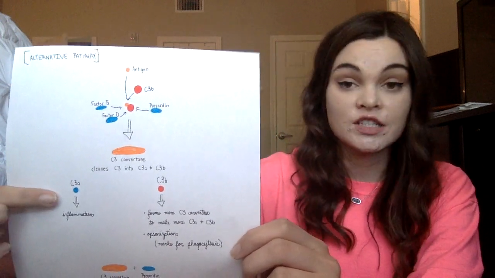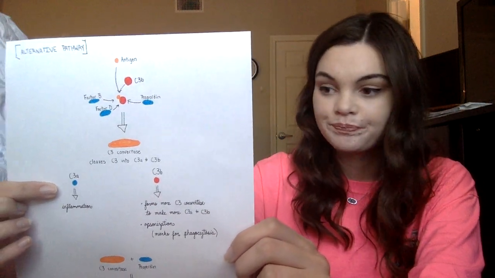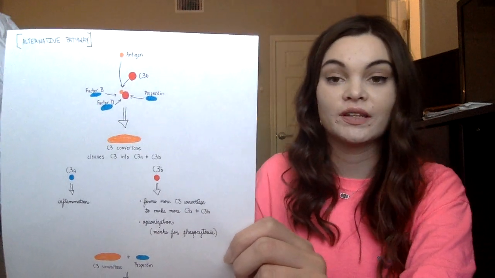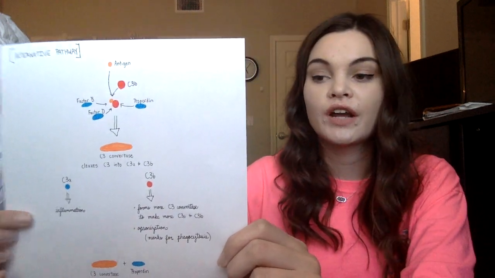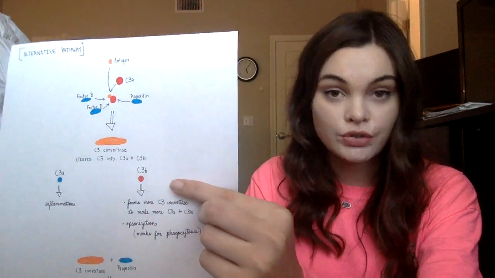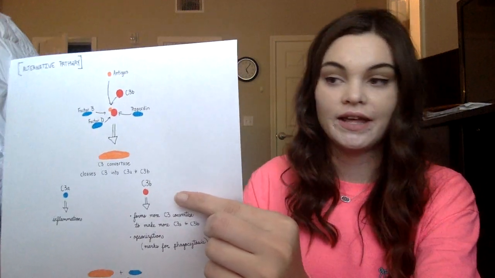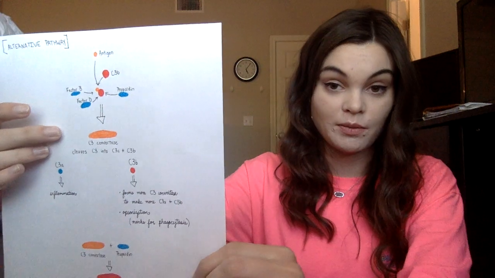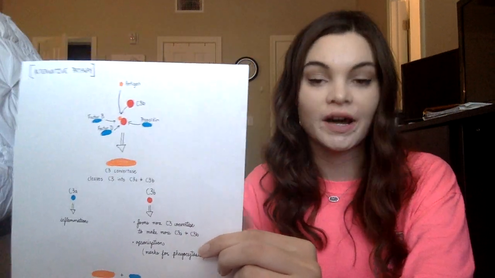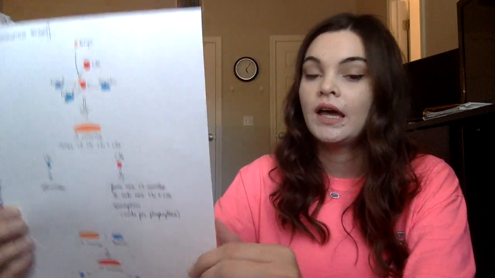Now, C3a is the smaller of the peptides made from C3 convertase, and it goes off and is involved in inflammation. I will talk about that a little later because it is very important, but for now we're going to focus on C3b and what it does. So C3b can do two things. First, it can go back up here, bind to another antigen, and cause more C3 convertase to be made, or it can be used in opsonization, in which it binds to a pathogen and marks it for phagocytosis by a macrophage.